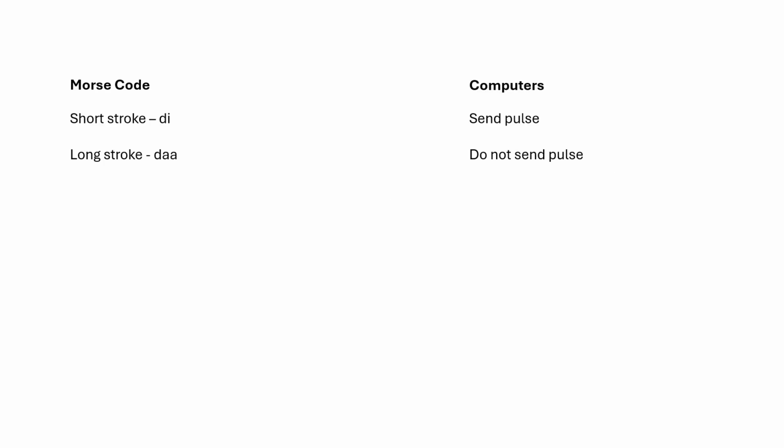In Morse code, we use 2 sounds, di and dah, which technically refers to short and long strokes. Computers work with electricity, light, radio waves or other mediums. The basic principle remains the same. Computers either send a pulse of electricity, radio wave or light, or do not send it.